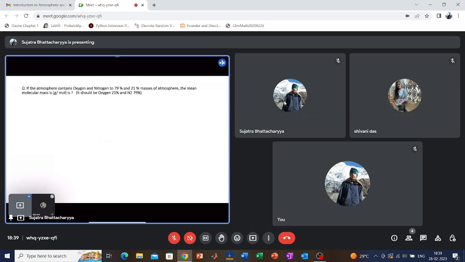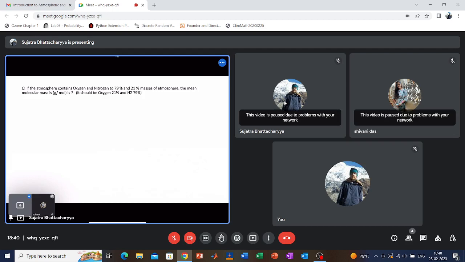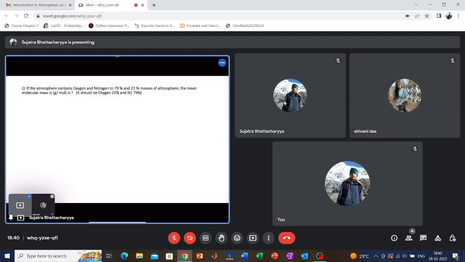This next question is quite similar. I have already solved one of the questions in the previous problem solving session, where carbon dioxide and nitrogen gas are used to find the mean molecular mass of the two constituents in the atmosphere, total 100%. Now here it is said that oxygen and nitrogen are distributed to be 79% and 21%. Well, I think that oxygen should be 21% and nitrogen should be 79%. Then only we can get the answer.